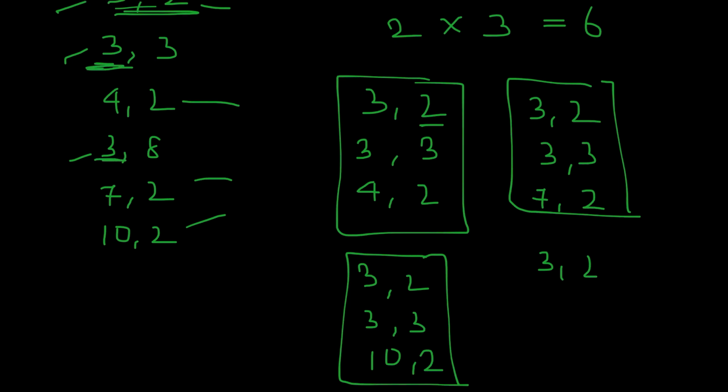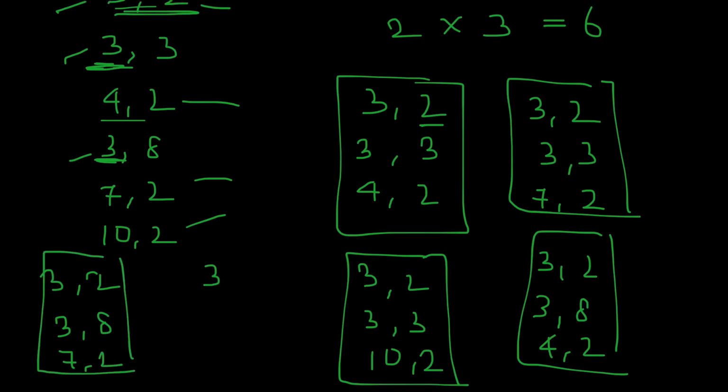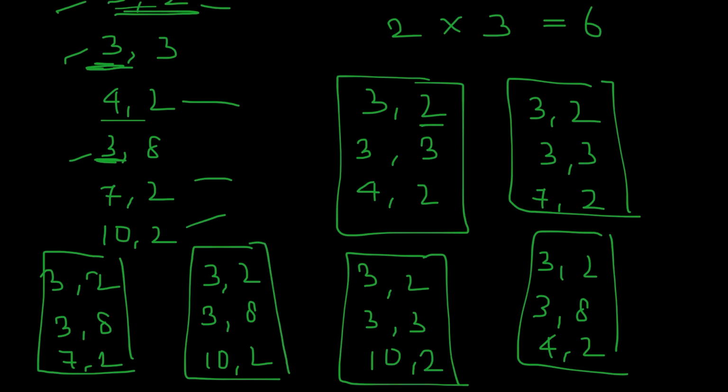So I'll go to the next one, that is 3, 8, 3, 8, and then I'll say this one, 4 comma 2. This is also invalid. And then 3, 2, then 3, 8, and then 7, 2. And then the last one will be 3, 2, then 3, 8, and 10, 2. So these are all the six possible invalid pairs, right?